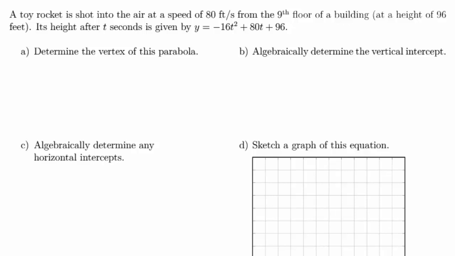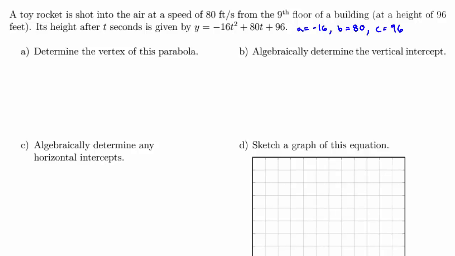To start, let's identify the coefficients. The coefficient on t squared, which we generally denote as a, is negative 16. Our value of b for the quadratic equation, that coefficient on t, is 80. And our constant, which we denote as c, is 96.